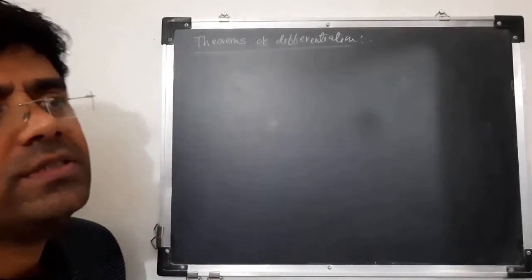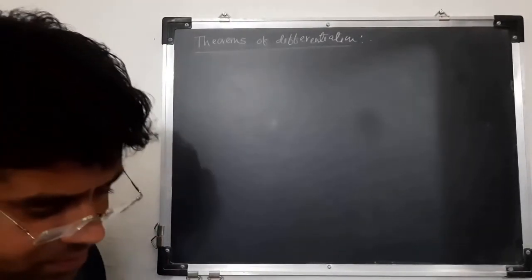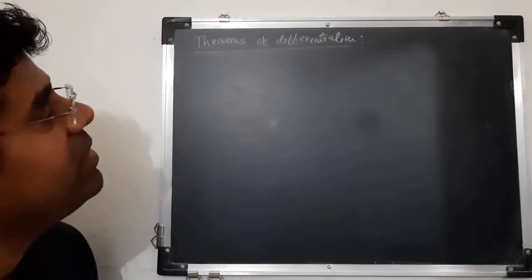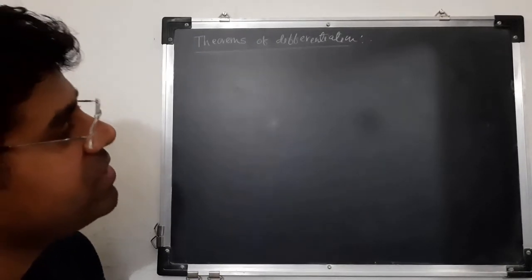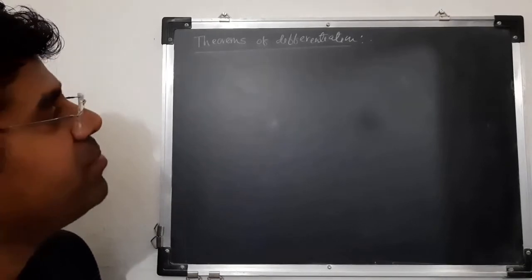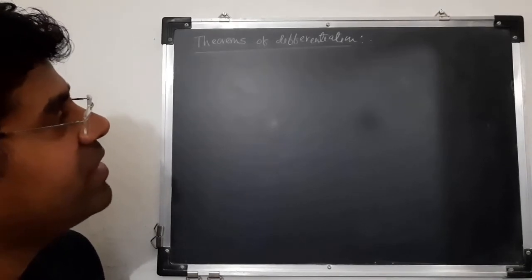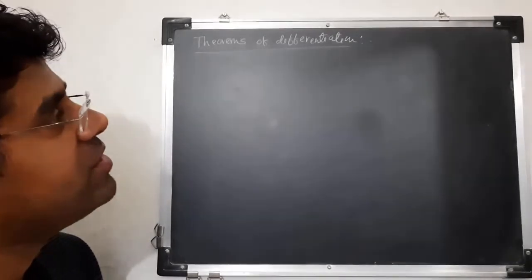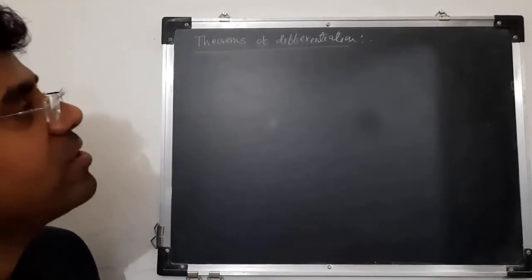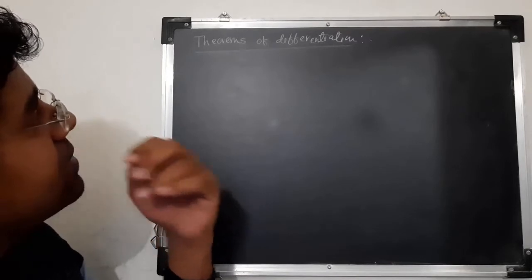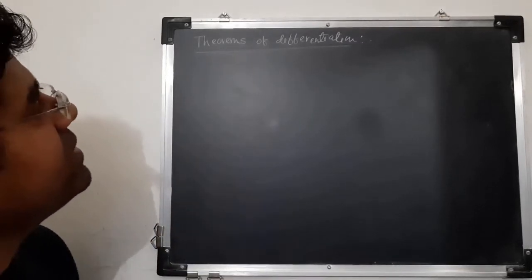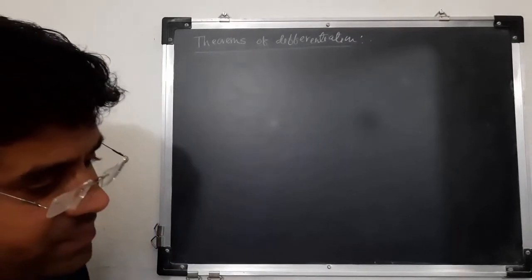Hello friends. So in the last lecture we have seen a change of variable from the Cartesian to the polar system. The purpose is to simplify your calculation. We have taken one example, that is vibration of a circular membrane. In this lecture we will see the theorem for differentiation.